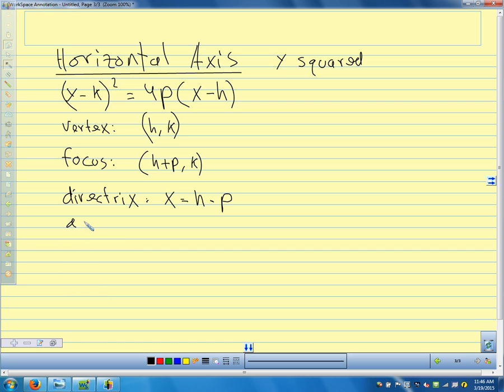And our axis is going to be a horizontal line now. So our axis is going to be the line y equals k. And if p is positive, our parabola opens right. And if p is negative, our parabola opens left.